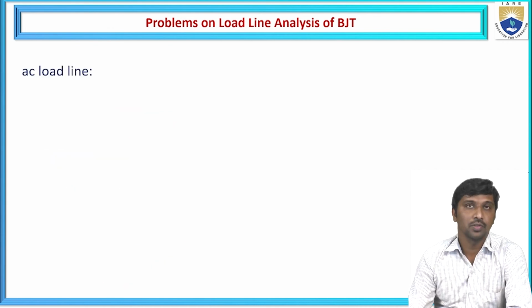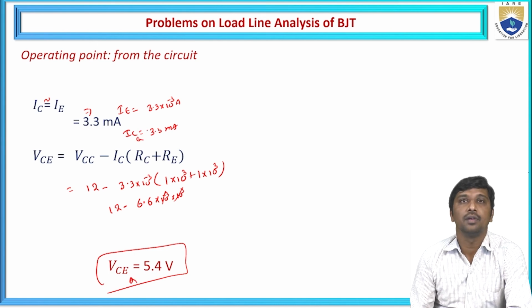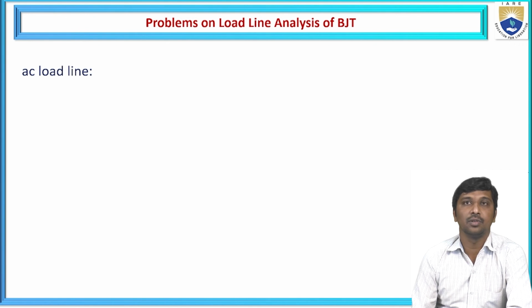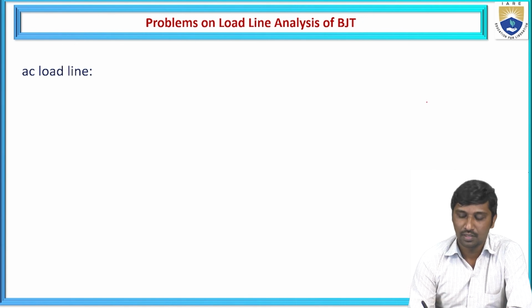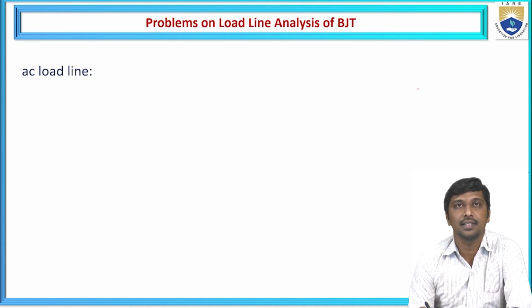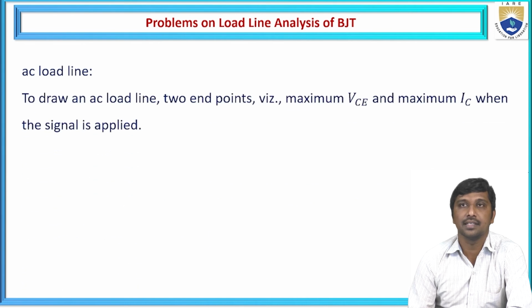So that means the VCE value, which is nothing but VCEQ, and IC is nothing but ICQ. Now we need to calculate the AC load line. AC load line means, in the presence of an AC signal, we need to first determine the equivalent output side. On the output side we have two resistances: one is the load resistance and the other is the collector resistance. Hence, first we need to find the equivalent AC resistance.